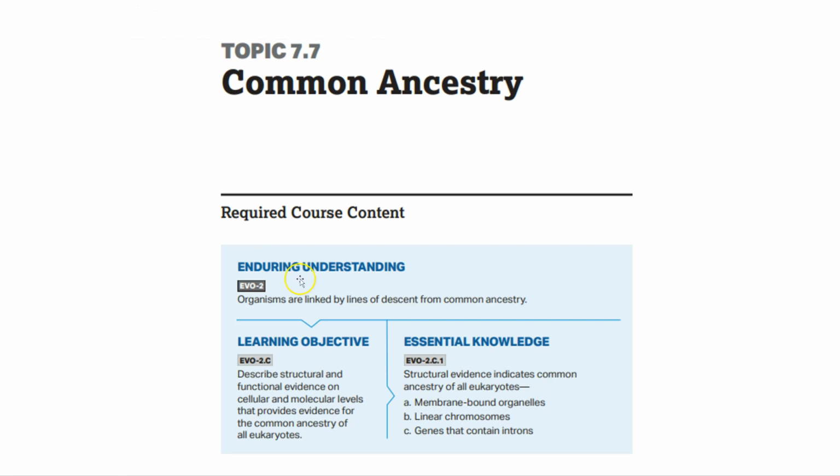So that's 7.6. 7.7 is common ancestry, which I kind of briefly just talked about. But some specific examples, again, we all came from the same place. And so describe structural and functional evidence on cellular and molecular levels that provides evidence. Well, membrane-bound organelles, we're going to talk about endosymbiotic theory again. Eukaryotes, that's us, common ancestry, linear chromosomes, and genes that contain introns, which means introns are the ones we don't want in the final RNA transcript.